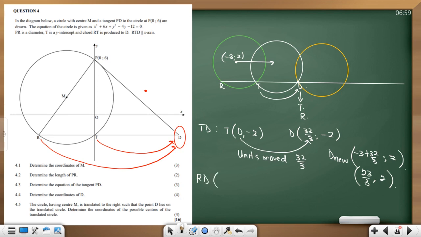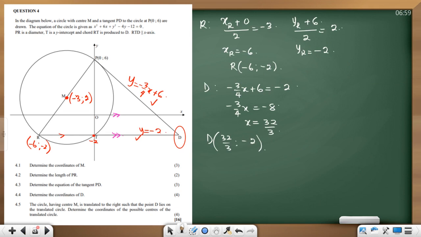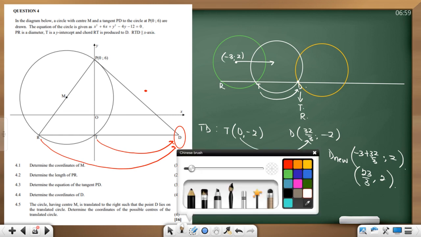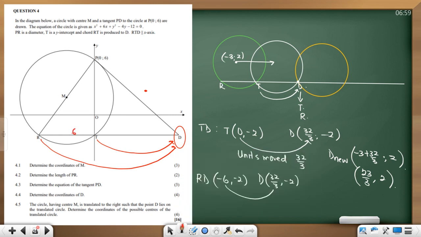R, D. What is the coordinate of R? We got that earlier on, -6. Lovely. So we have -6 and -2. What's the coordinate of D? It was 32. Okay. Now, how many units have we moved? First thing is to move 6 units. All right. This is 6 units. We moved the first 6 units and then 32/3.